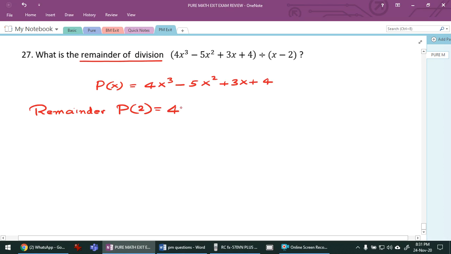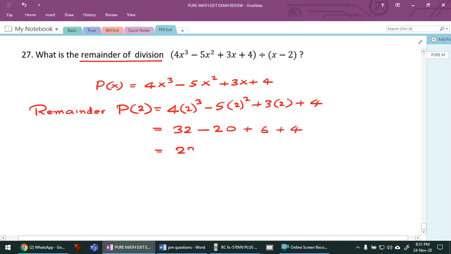So 4 into 2 power 3 minus 5 into 2 square plus 3 into 2 plus 4. 2 cube is 8, 4 into 8, 32. 2 power 2 is 4, 4 into 5, 20. Plus this is 6 plus 4. So the answer is 22. So the remainder is 22.